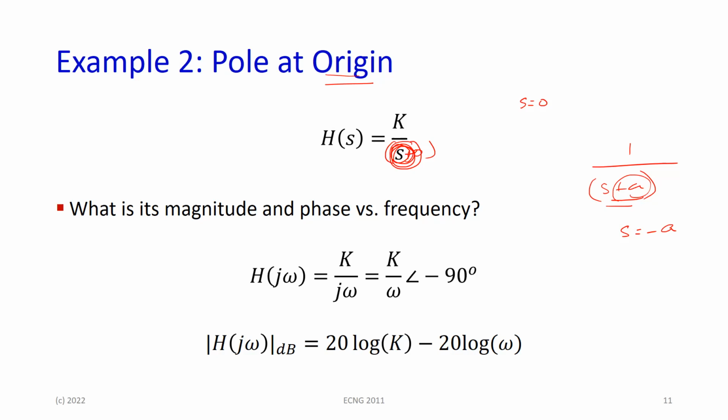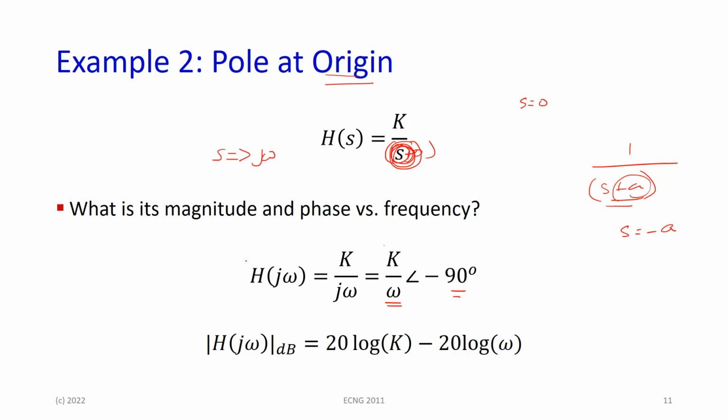Right, so we have a pole at 0. So what are the magnitude and phase relationships going on here? Let's look at the magnitude first. We replace S with j omega again. So we get K over j omega, which is a complex number. The magnitude of the complex number is simply K over omega, and the angle is 1 over j, which is minus 90 degrees.